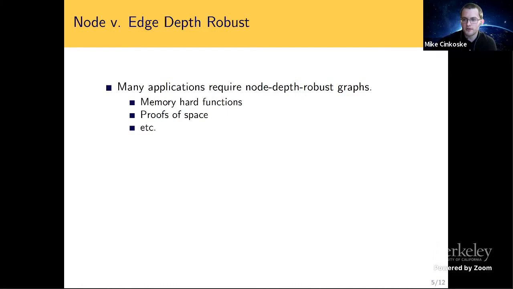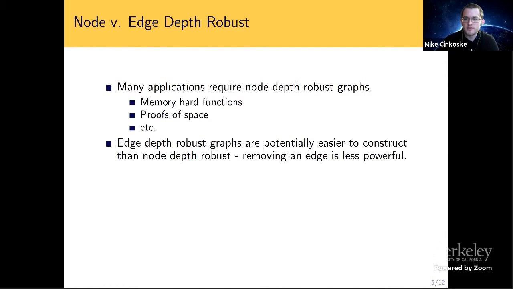The reason we're interested in comparing node and edge depth robust graphs is that basically all the applications I talked about earlier require node depth robust graphs, such as memory hard functions and proofs of space. But we think that edge depth robust graphs are potentially easier to construct. If you think about it, removing an edge from a graph doesn't affect the graph as much as removing a node and then removing all the edges incident to it.